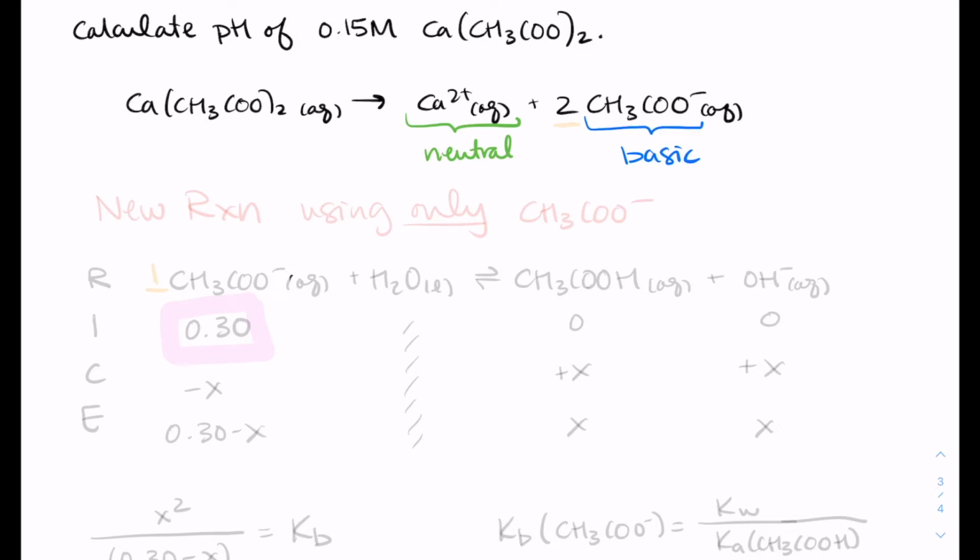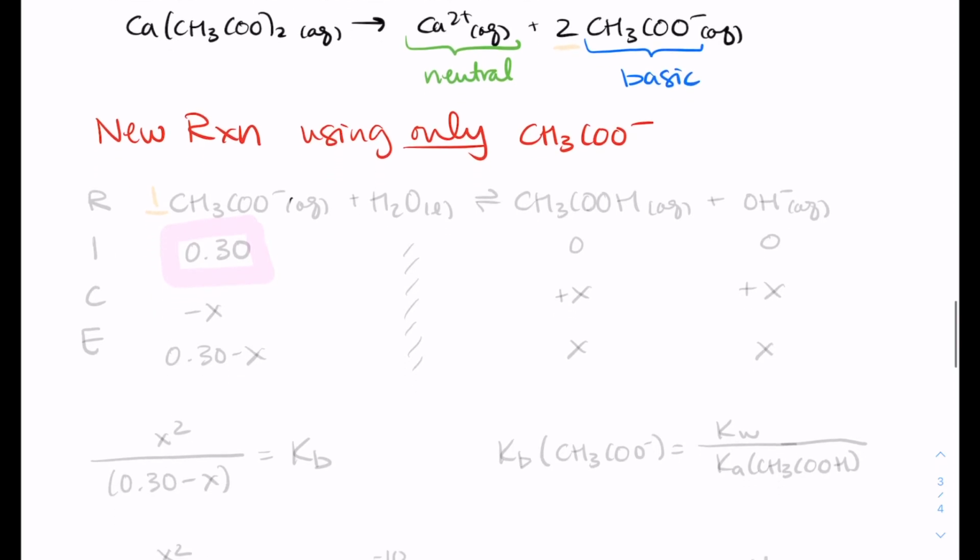So we're going to calculate the pH of 0.15 molar calcium acetate. In solution, calcium acetate splits up into calcium 2 plus and 2 acetates. Calcium 2 plus is the conjugate acid of a strong base, so it would produce a neutral solution. And acetate is the conjugate base of a weak acid, so it would produce a basic solution.